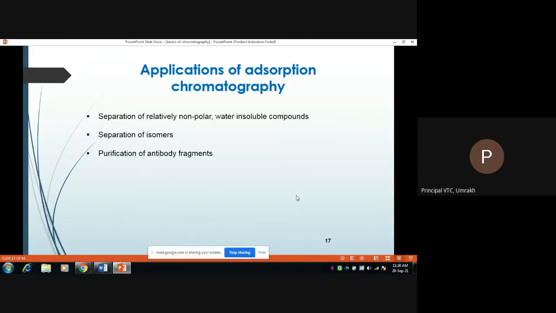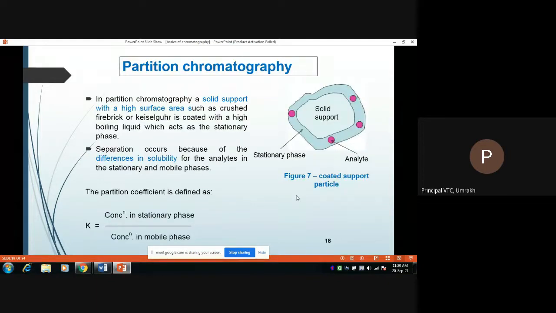Now, moving ahead, the next one is partition chromatography. In partition chromatography, the solid support should have a high surface area. The requirement highlighted here is that a solid support will be used, but that solid support needs to have a high surface area.